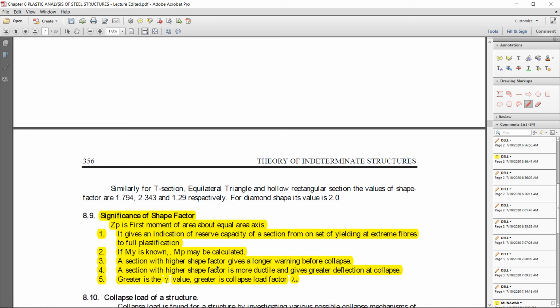A section with a higher shape factor gives a longer warning before collapse. It means it has more reserve capacity before full plastification. A section with a higher shape factor is more ductile and gives greater deflection at collapse. It means it gives more warning before failure, so occupants can go out of the building. That is a good option. A higher shape factor is good. The greater the gamma value, the greater the collapse load factor. We will also calculate how the collapse load factor is calculated from the shape factor. So those are the benefits of the shape factor.